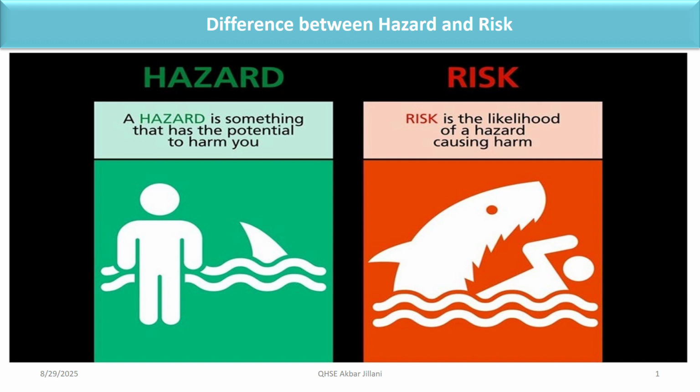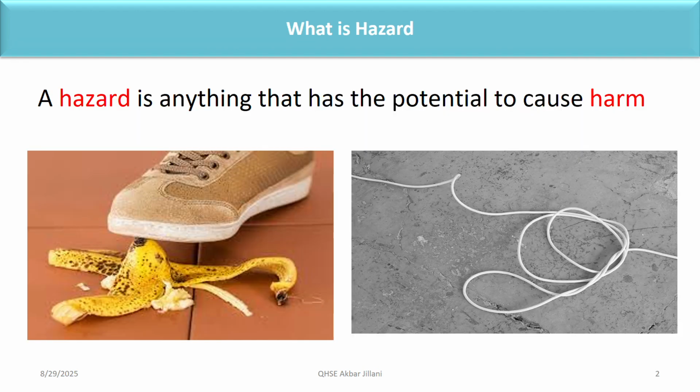If we eliminate the hazard, if we control the hazard, then the risk will be eliminated, or no risk will be there. Now, we are just only explaining this through more examples. A hazard is anything that has the potential to cause harm. Like see, this banana peel is here. So if somebody keeps the shoes on it, they will slip and trip.